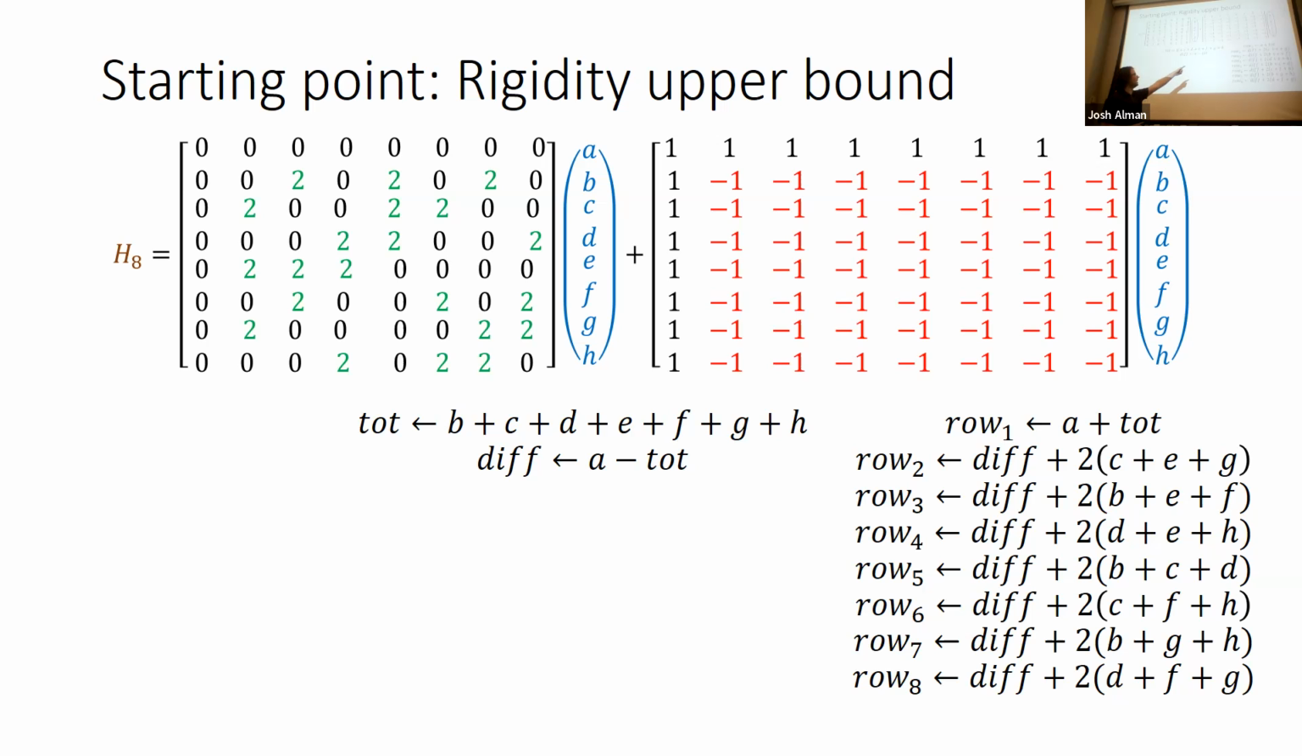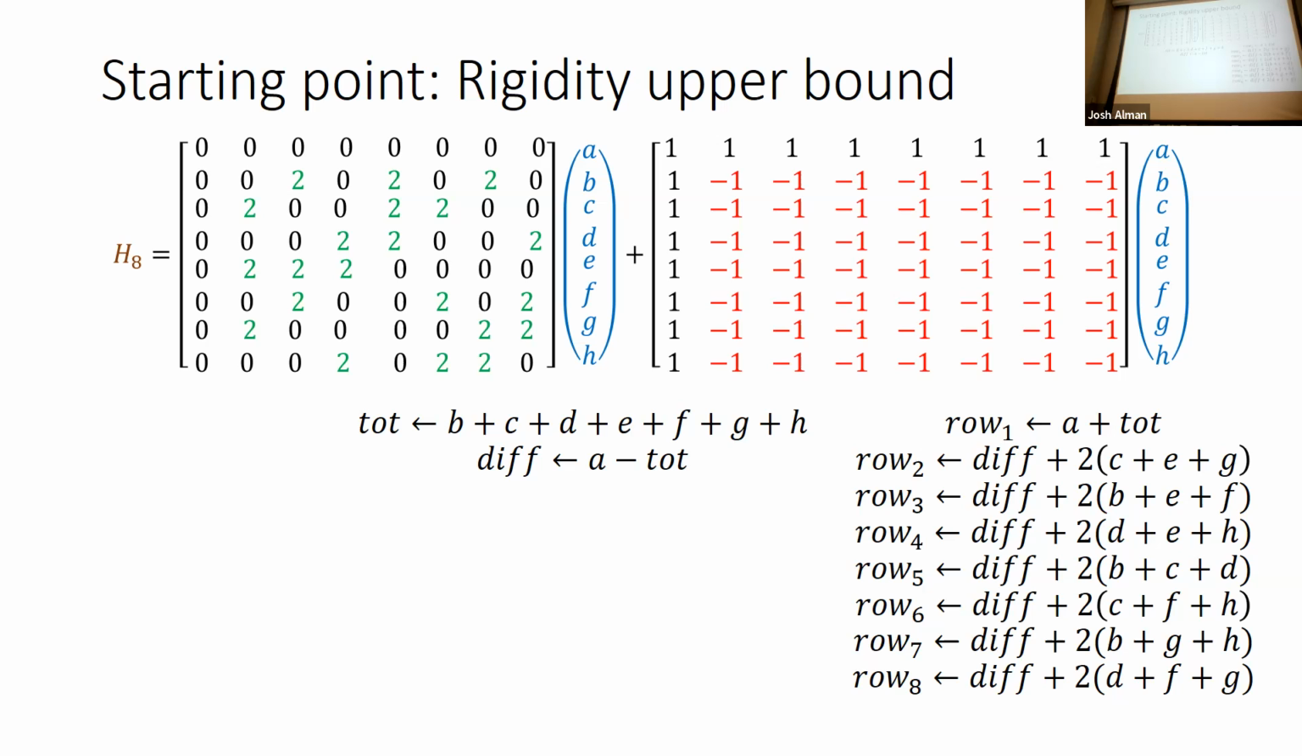And then we can see row 1 is supposed to be A plus the total, and rows 2 through 8 are each this difference plus 2 times some sum of 3 numbers. This is the same thing I showed you before. This is more concretely the algorithm I just described to you. And you can count and see that this is 36 operations that I've written here.